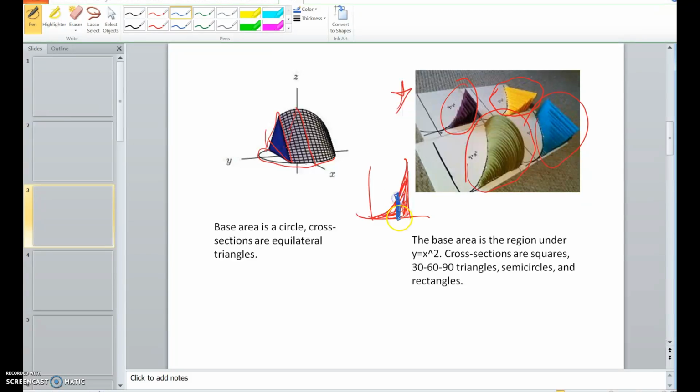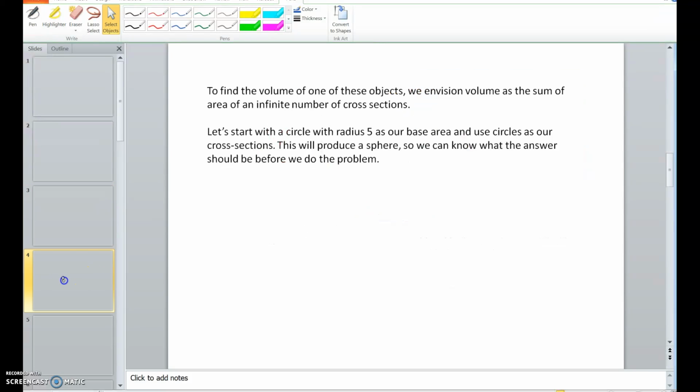So we're going to use this length to figure out the area of a cross section, and then we're going to imagine adding up, we're going to integrate all of those areas. Imagine that we're adding up the area of a bunch of super thin slices of a shape, and when you add up all those areas, you get the volume.